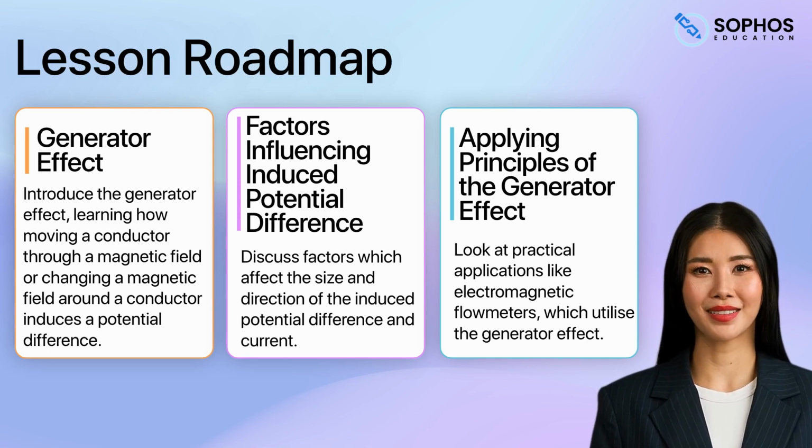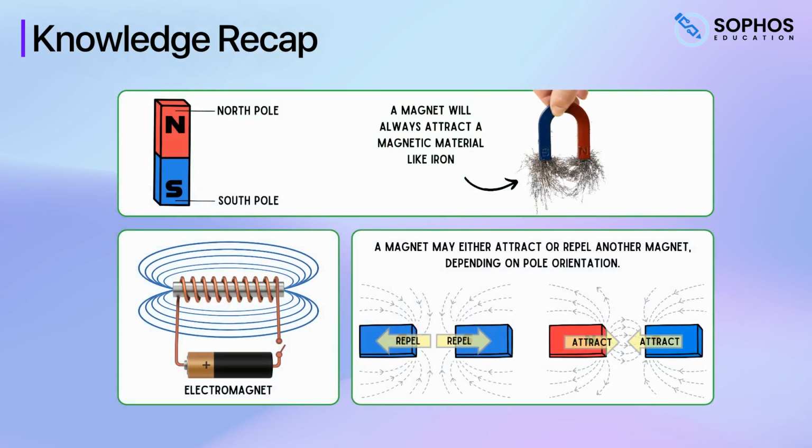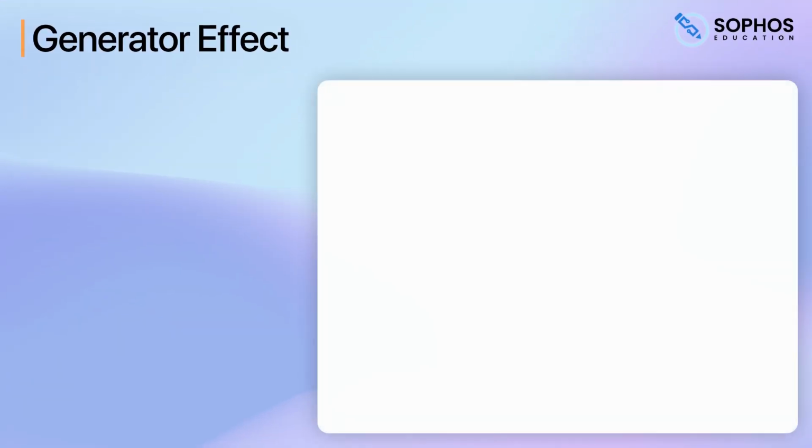So far, we have explored the fundamentals of magnetism and electromagnetism, including magnetic fields and forces on charged particles. Building on this foundation, we can now delve into the generator effect, enhancing our understanding of how motion and magnetic fields interact to produce electrical energy. This lesson will link fundamental principles to practical applications, broadening our understanding of electromagnetism in real-world contexts. Let's get started. First, let's understand what the generator effect is and how it works.